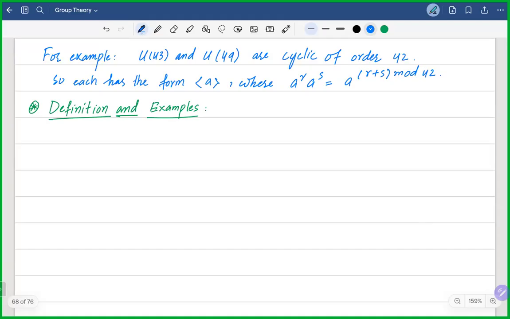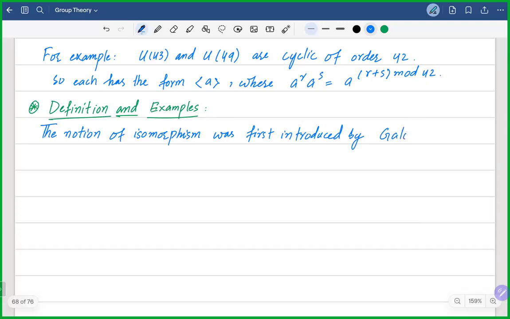So you can write: the notion of isomorphism was first introduced by Galois about 180 years ago.